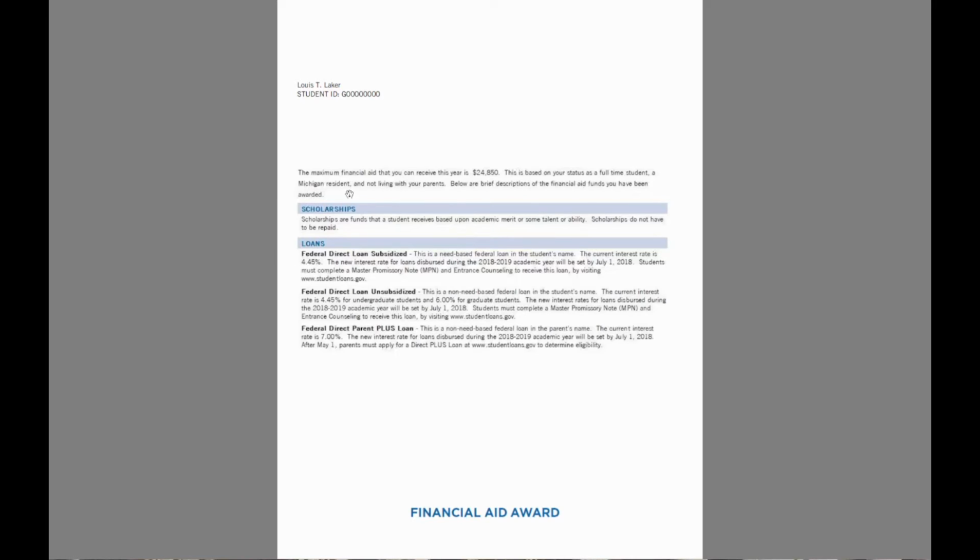At the top of this page, you will also see a number listed for the maximum amount of aid you can receive during the year. This is not what your bill amount will be, but rather an estimate of what all of your expenses could be for the year. This number is also the maximum amount of aid that you are eligible to receive. To receive aid in that amount, you may need to pursue other options, such as a private loan through a bank or a credit union.